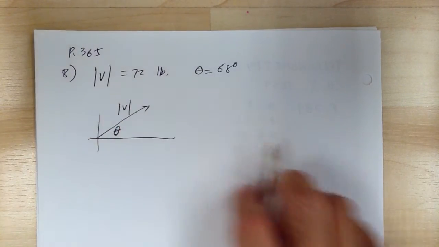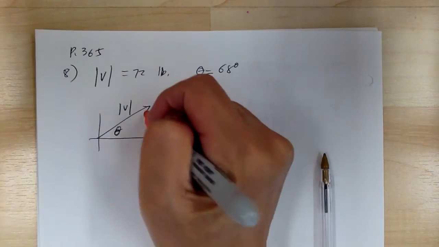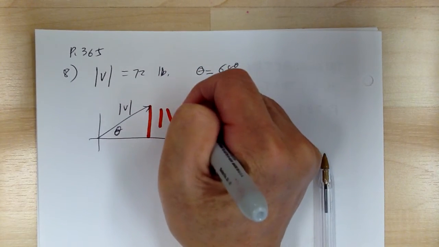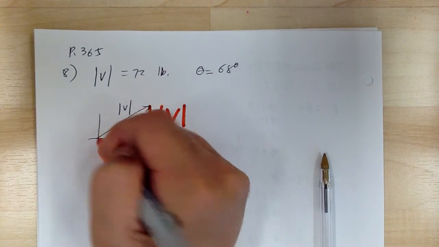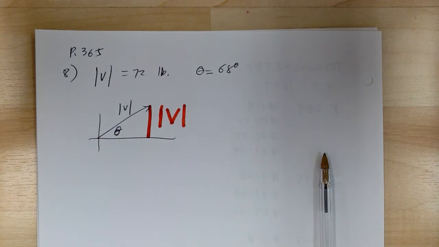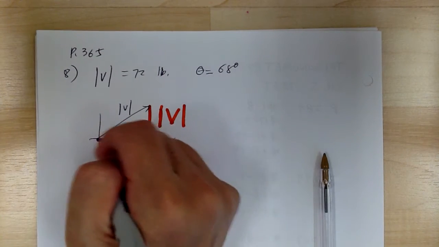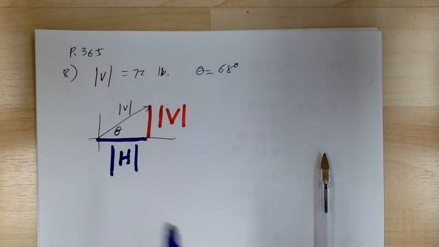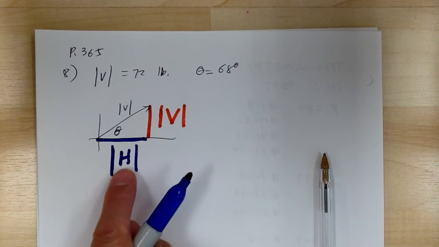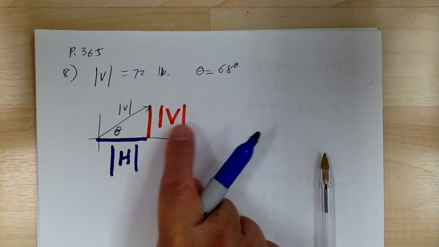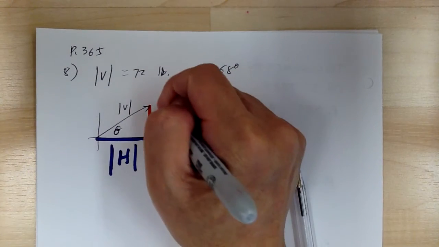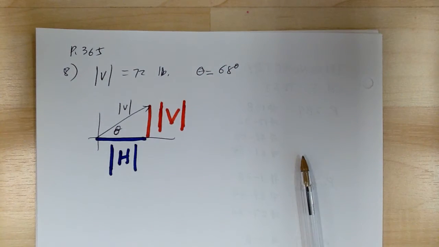So what you're looking for is this right over here, that is the capital V, the big V, the vertical. And the horizontal is right over here. So that is the horizontal. Again, absolute value means the length. So this means the length of the horizontal, and this means the length of the vertical. Once you understand what those mean, it's not that difficult.